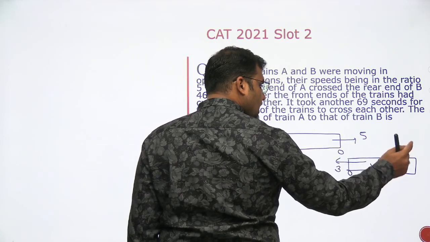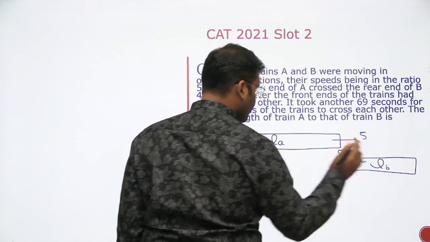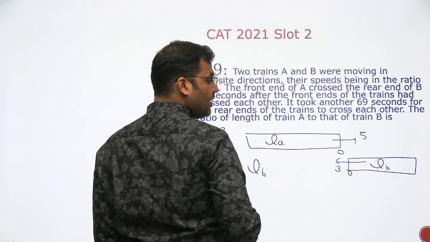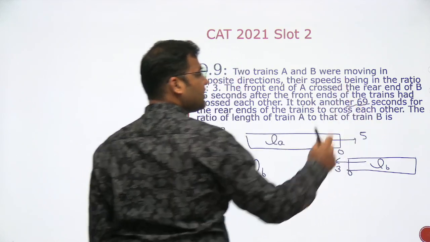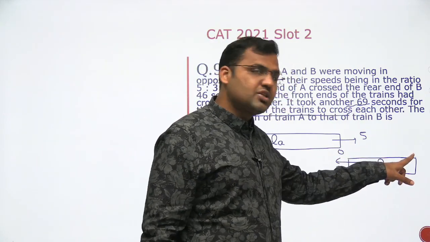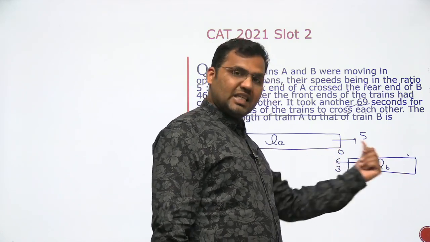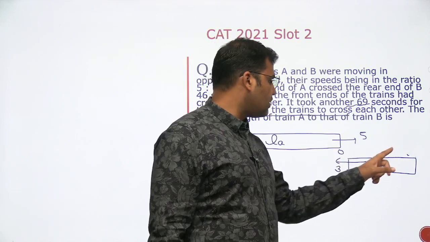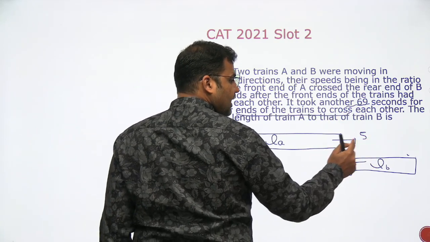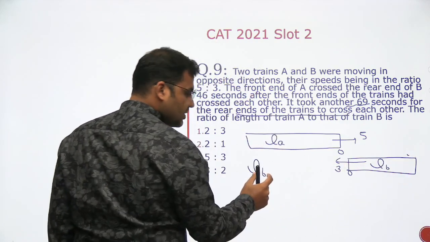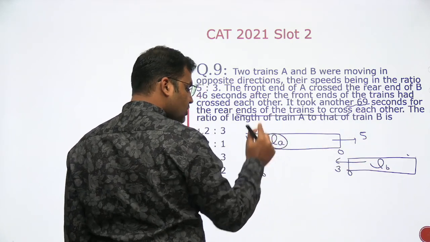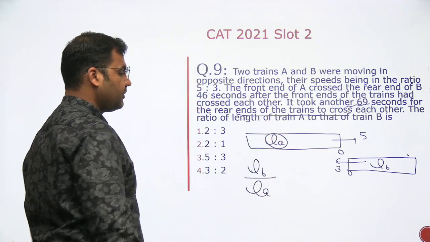ये ट्रेन को इस ट्रेन के रियर एंड पे पहुंचने के लिए जो डिस्टेंस ट्रेवल करना होगा दैट वुड बी LB. नाउ वंस दिस ट्रेन हैज रीच्ड द रियर एंड ऑफ दिस ट्रेन देन इट सेज इट टुक्स अनदर 69 सेकेंड्स फॉर द रियर एंड ऑफ द ट्रेन टू क्रॉस इच अदर. दैट मीन्स वंस दिस एंड हैज रीच्ड दिस एंड देन टू क्रॉस ईच अदर, राइट, दोनों ट्रेन्स का रियर एंड एक दूसरे को क्रॉस करने के लिए अनदर 69 सेकेंड ले रहा है. नाउ वंस दिस ट्रेन हैज क्रॉस्ड दिस रियर एंड ऑफ दिस ट्रेन द डिस्टेंस ट्रेवल्ड विल बी LB एंड फ्रॉम दैट पॉइंट ऑनवर्ड दोनों ट्रेन को कंप्लीटली एक दूसरे को क्रॉस करना है तो बाकी का जो डिस्टेंस ट्रेवल्ड होगा दैट वुड बी LA, राइट.